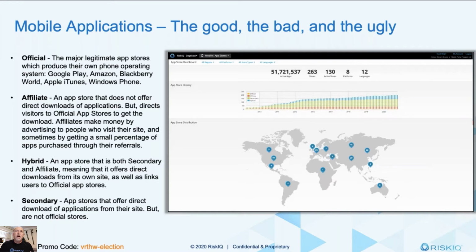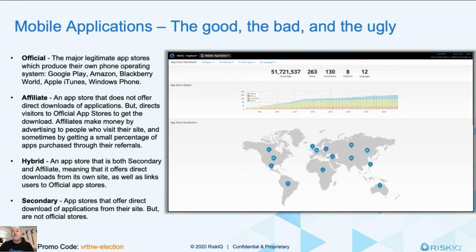We have 51 million mobile apps in our database. There's over 130 active stores right now, across 8 different platforms. When you think of platforms, you're going Google, Apple, Symbian, there's Linux, and some other ones. So there's 8 different platforms, and over 12 different languages.